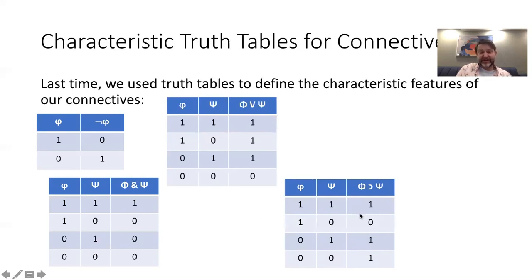Our conditional statement is true in 3 instances as well. It's true when phi is true and psi is true. So if A, then B. If A is true and B is true, that holds. So we get a true. If phi is false, in either case we get true, right?